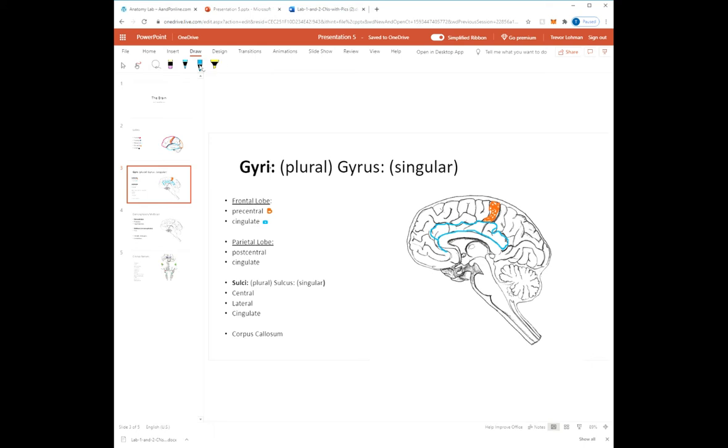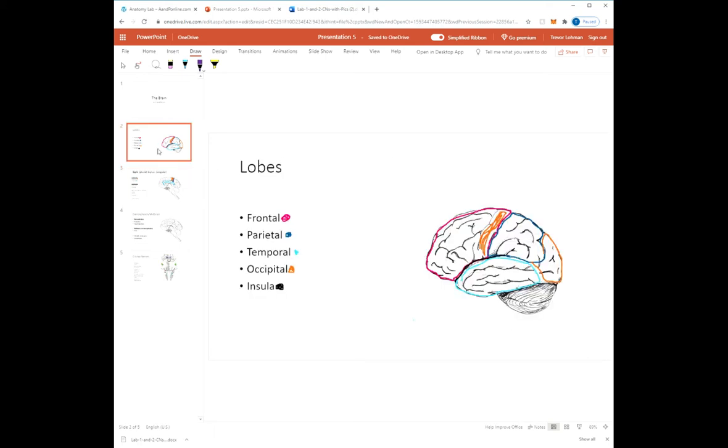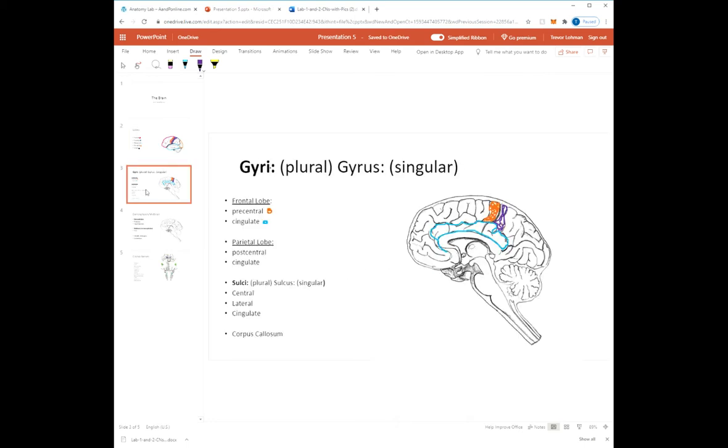We have the postcentral gyrus. So if you remember, we had the precentral, we also have a postcentral. So this is the postcentral gyrus right there. And it's also visible here. It's behind the central sulcus. It's tough to draw with the mouse.